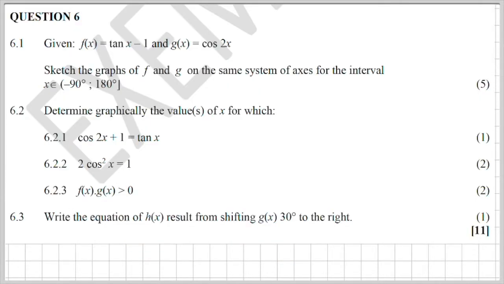So first of all, I want you to go and do the sum yourself. Sketch the graphs and answer the questions. Now, I just want to say, 6.2.2, don't worry about that one at all. It's actually matric work how to do that. Okay? You go and try the rest.